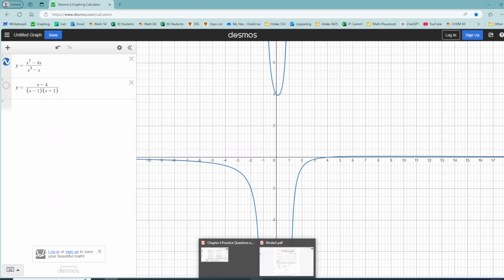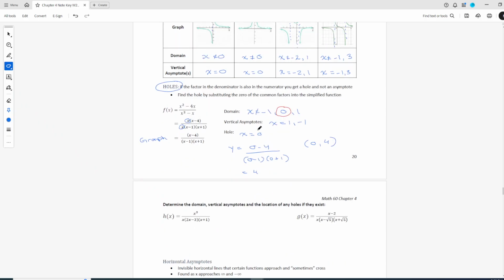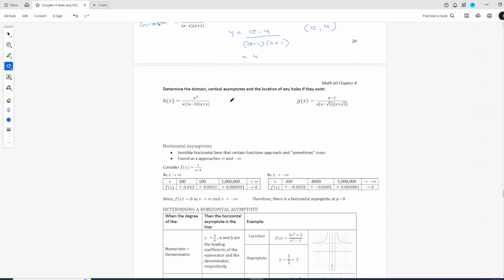Okay, so last thing for this note, or this video, is we're just going to practice these top 2 questions. I've factored them for you, so that's already been done for you, and we are going to determine the domain of these functions, any vertical asymptotes, and then the locations of any holes if they exist. So for this first one, let's talk about domain first. You just look at the denominator, and the denominator cannot equal 0. So x cannot equal 0, 3 halves, and -1. So -1, 0, and 3 halves.